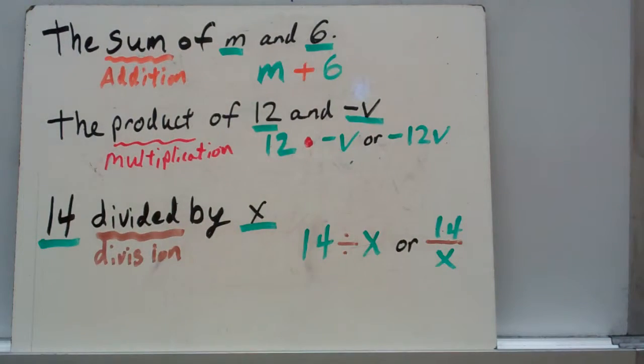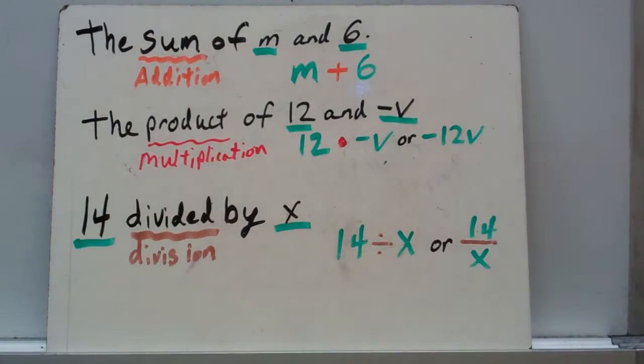Alright, so we have the sum of m and 6. We have our terms m and 6, and we have the word sum. And the word sum implies addition. So we can write down the m, write down the 6, and put a plus sign in between those. So that would be adding m and 6 together.